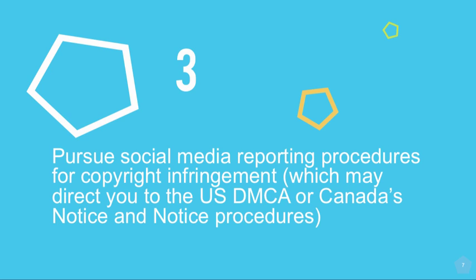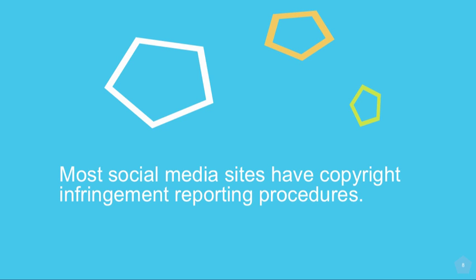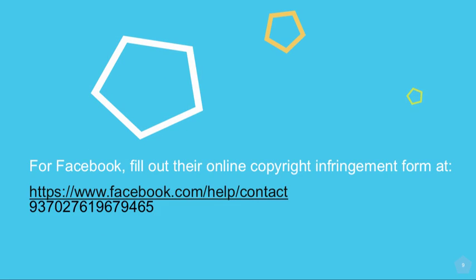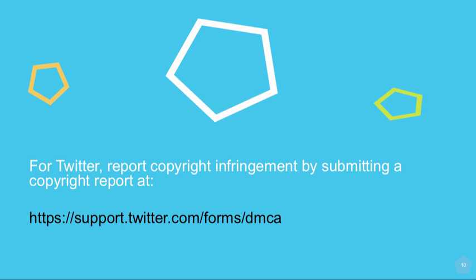So step 3, you can pursue social media reporting procedures for copyright infringement. Now, these may direct you back to the US DMCA or Canada's notice and notice procedures, but most social medias have a copyright infringement reporting procedure. So, for example, you'll see with Facebook, they have an online copyright infringement form, and I've posted the link to access that form on the video. Same with Twitter. They also have a copyright infringement report that you can submit, and I've listed that link as well.